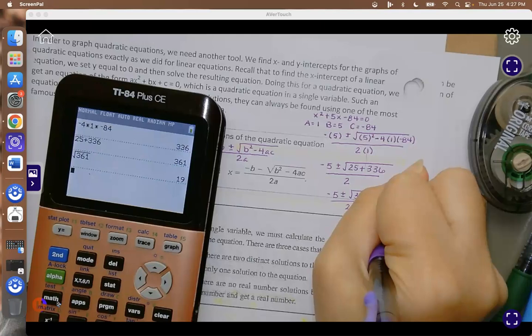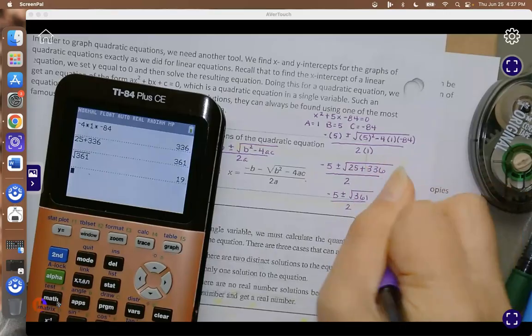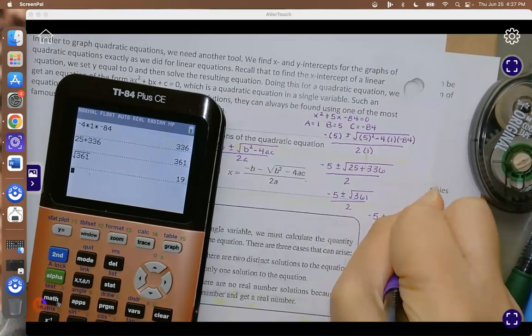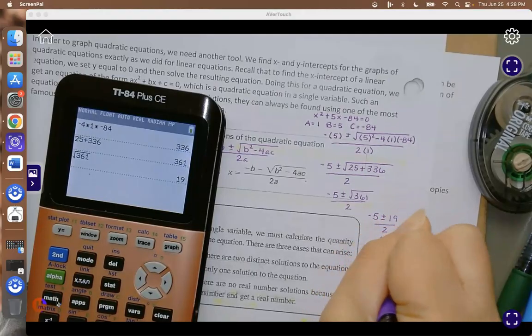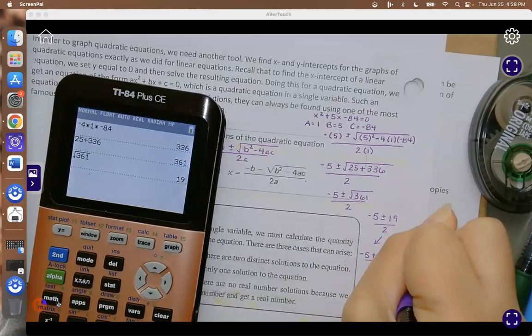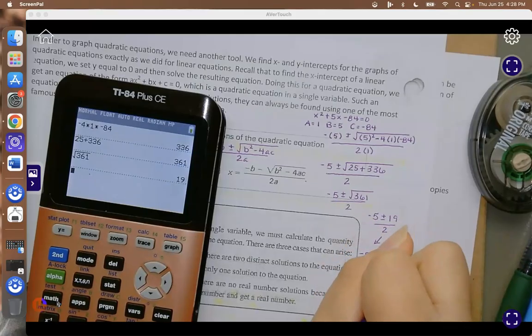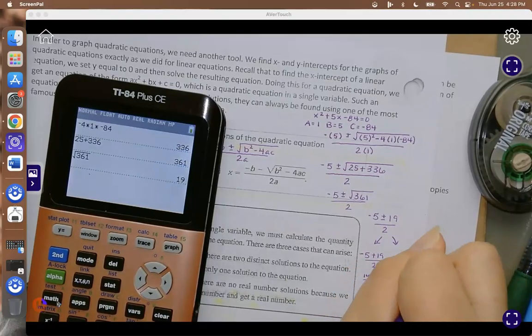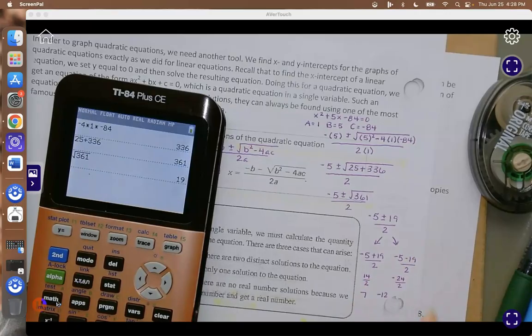So this is negative 5 plus or minus 19 over 2. Remember that this breaks into two pieces. This is negative 5 plus 19 over 2 and negative 5 minus 19 over 2. So this is going to be 14 over 2, which is 7. And this is negative 24 over 2, which is negative 12. Okay? And those are your two answers.